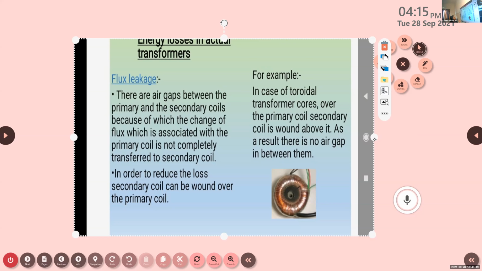So this is one form of the energy loss that occurs in transformers: flux leakage. Flux leakage mainly occurs during the process of mutual induction, where we are using two coils, primary and secondary. If there is any gap between them, the magnetic flux associated with the primary coil may not be transferred into the secondary coil.